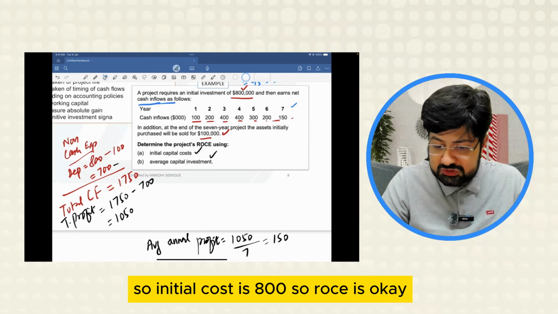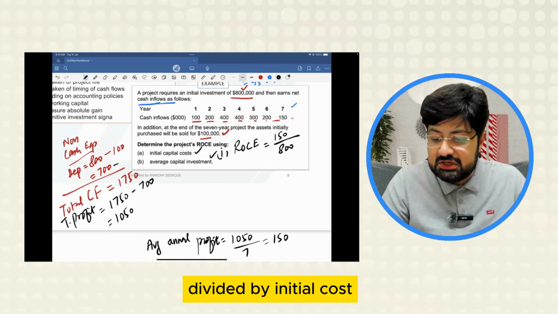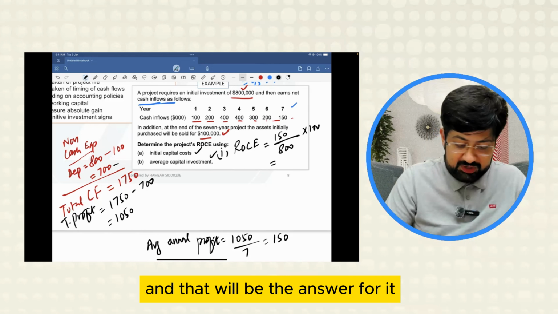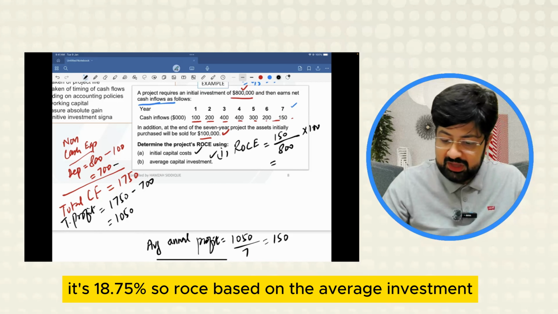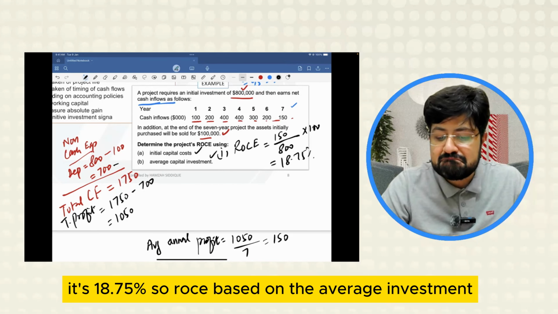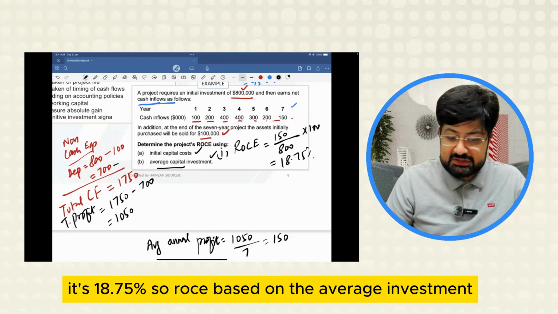So ROCE based on initial cost is average annual profit divided by initial cost, and that will be the answer for it: 18.75%. Next, ROCE based on the average investment.